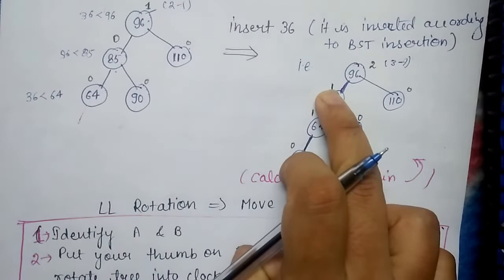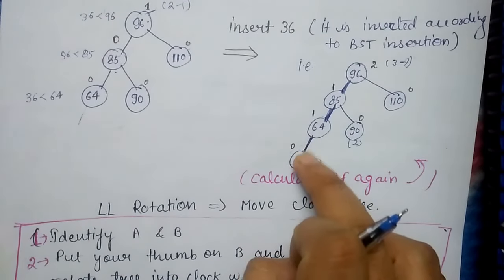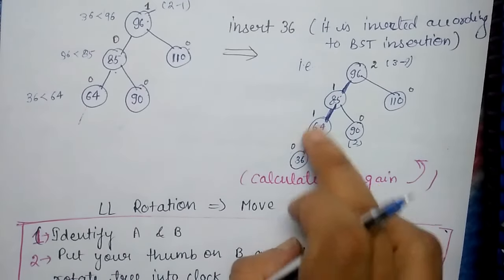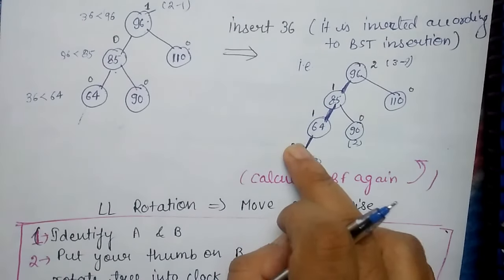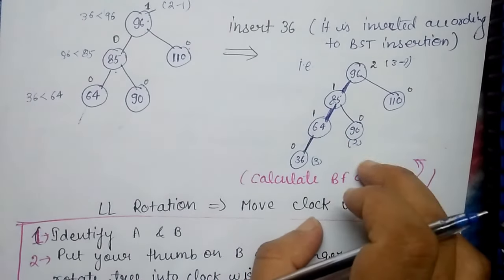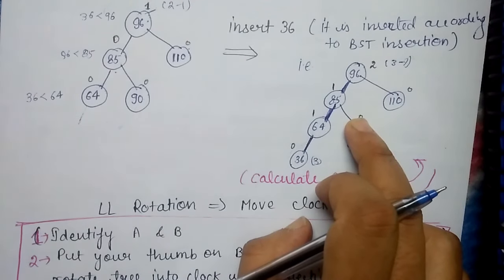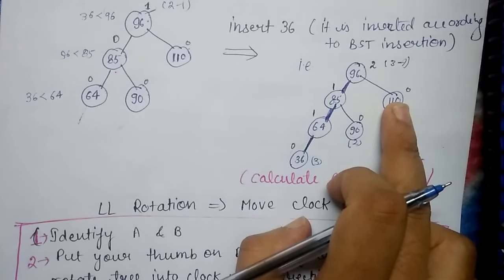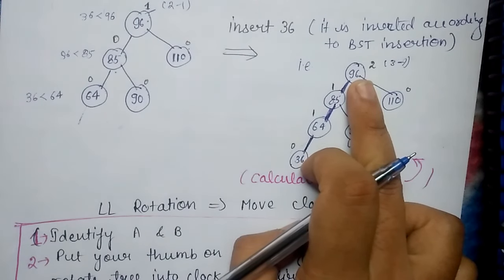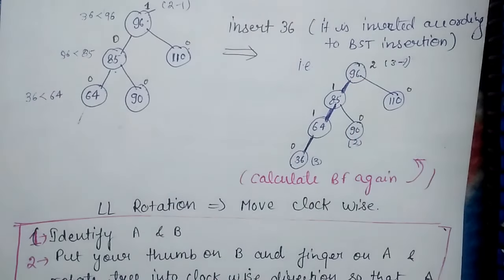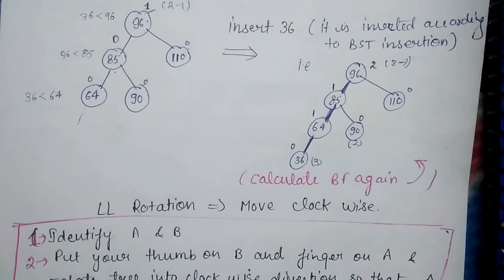Now you will calculate the balance factor for 85: that is 2 minus 1, which is equal to 1. Then 1 minus 0 is equal to 1. Then 0 minus 0 is 0, so the balance factor for this is 0, and the balance factor for this is also 0. Now, as you can see, a balance factor of 2 is coming, which means the tree is unbalanced.